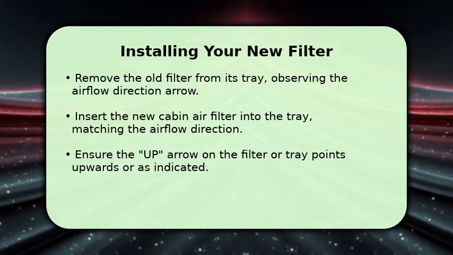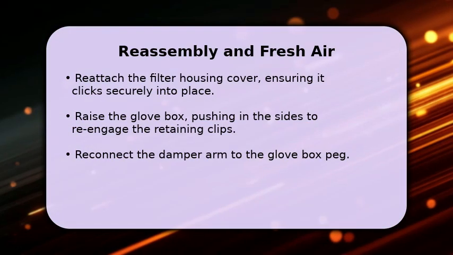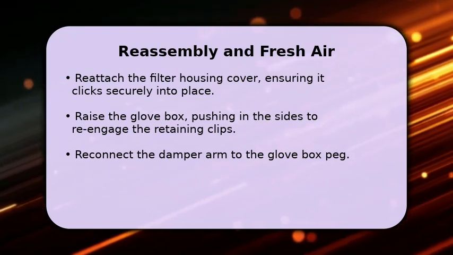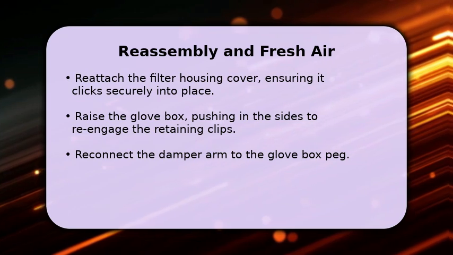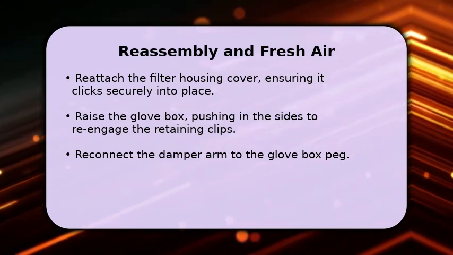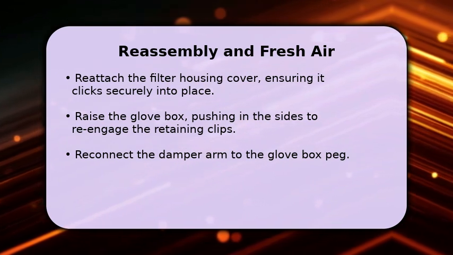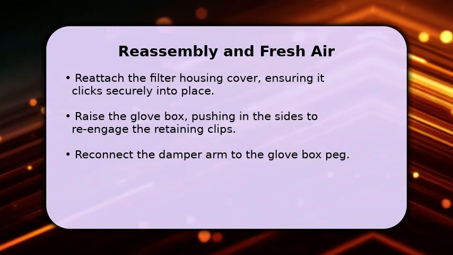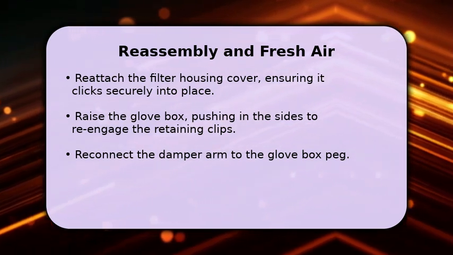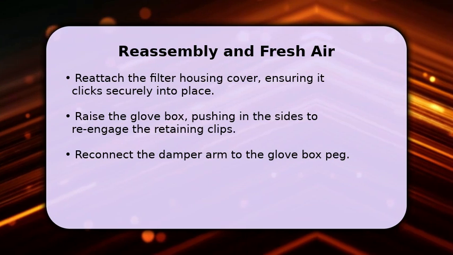Slide the tray firmly back into the housing. Almost done, securely reattach the filter housing cover, ensuring both clips snap into place. Now, carefully raise the glove box, pushing in on the sides to re-engage the retaining clips until it's back in its original position. Finally, reconnect the damper arm to its peg on the right side of the glove box. Close your glove box, and you're all set.